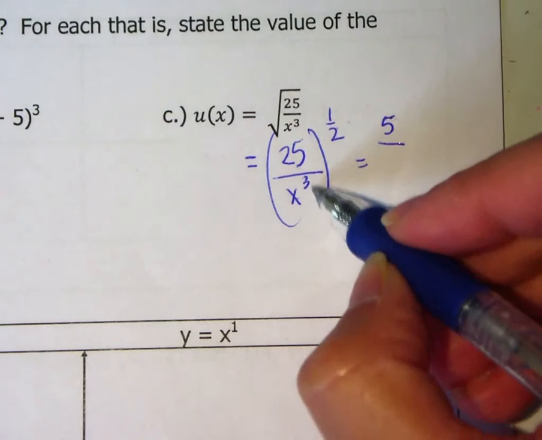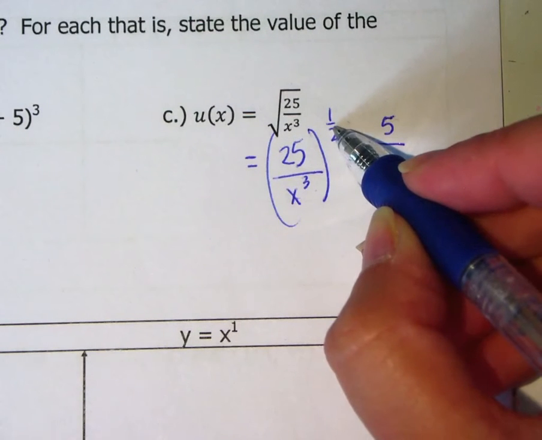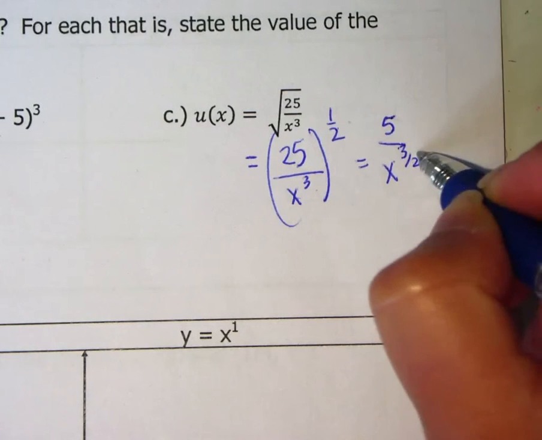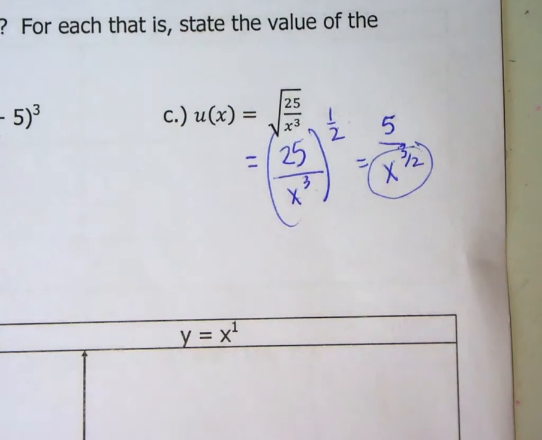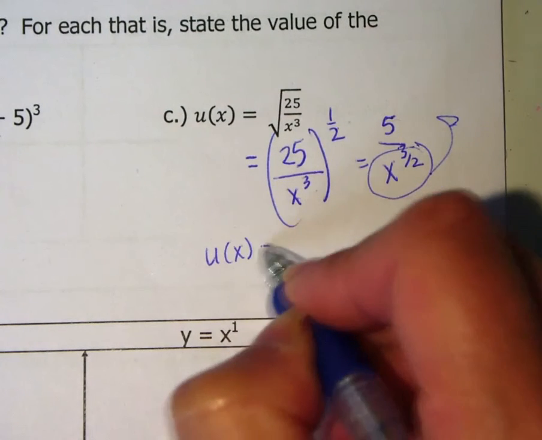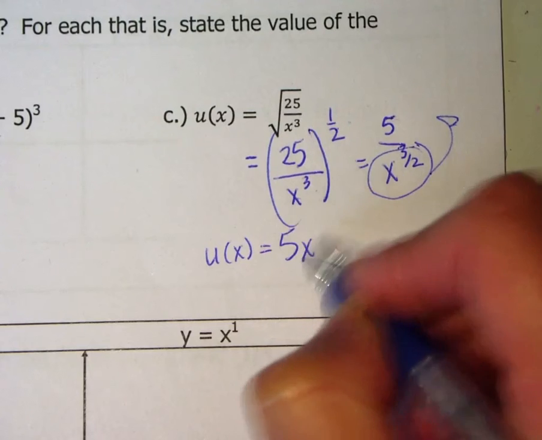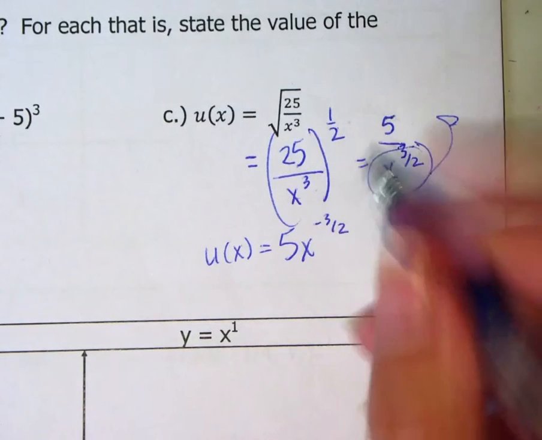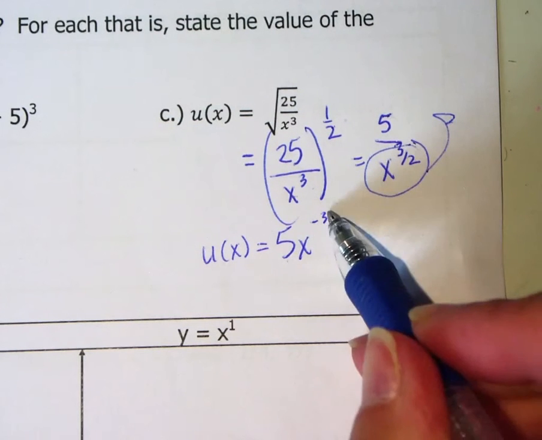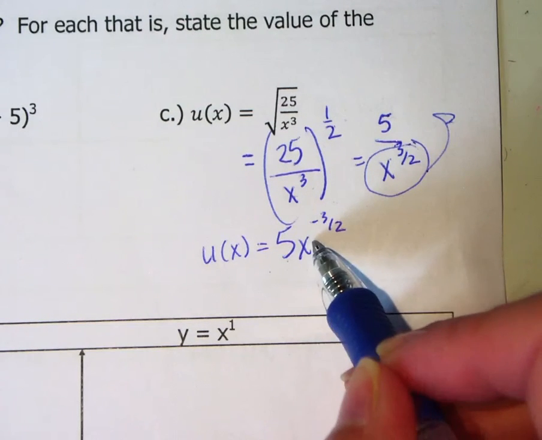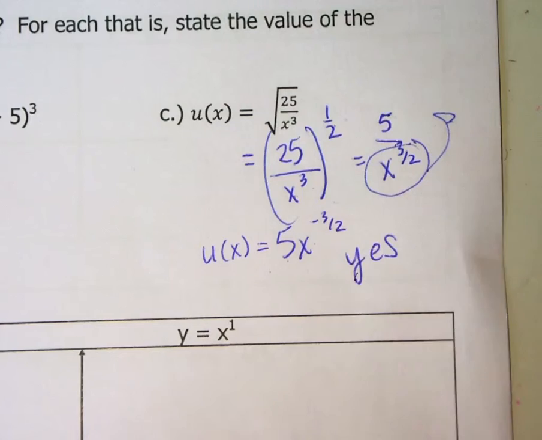Okay, exponent rules here. Guys, what do you do when you take a power to a power? Multiply. So this would be over x to the 3/2. And then we can move that denominator up to the numerator. So we can rewrite this as 5 times x to the negative 3/2. That is in that form, k times x to the p. You have that value of k, you have some power, okay? So this is a power function.